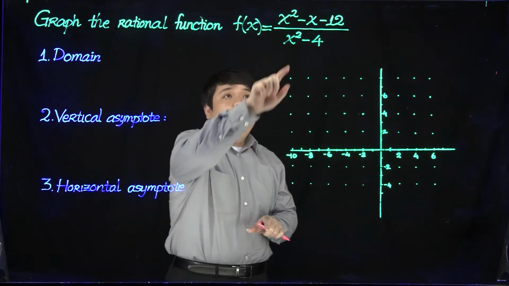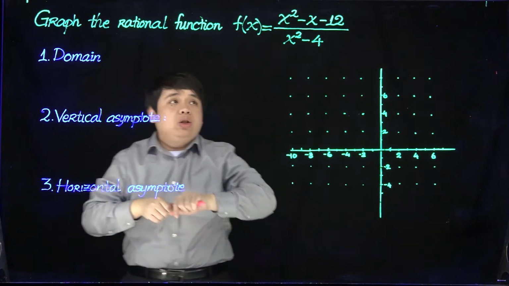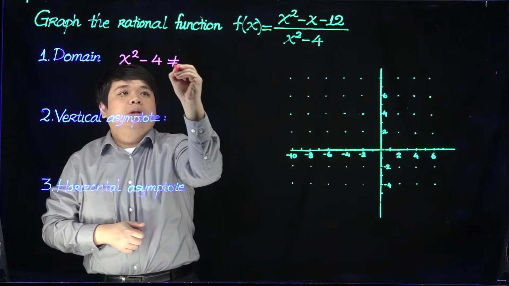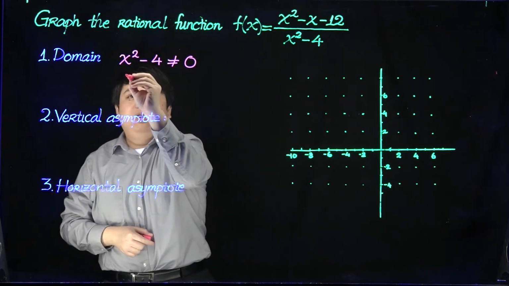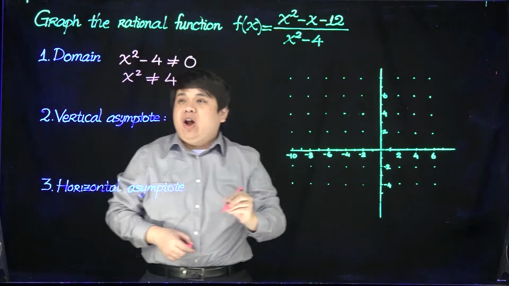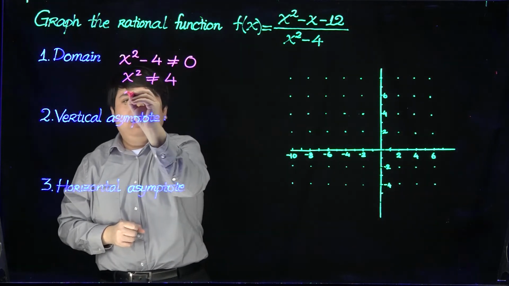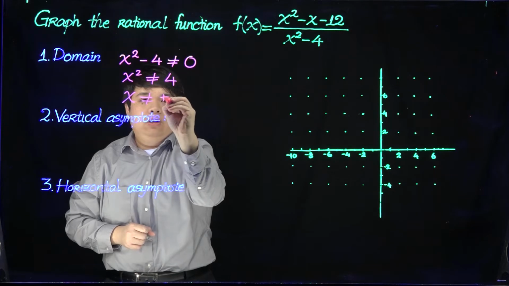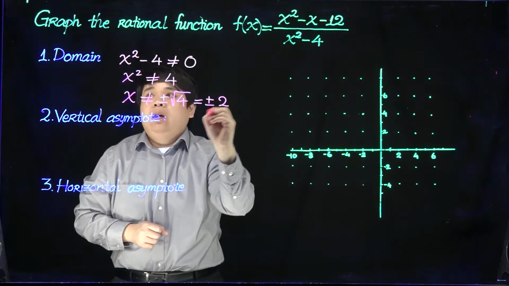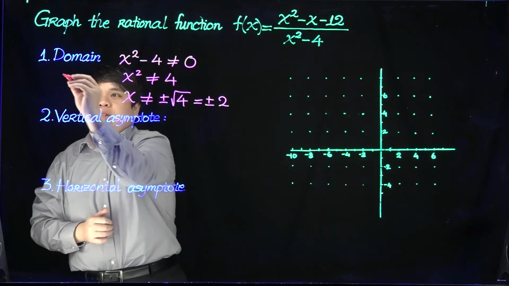The domain is whatever makes the denominator not equal to 0, because we cannot divide by 0. So we write the denominator not equal to 0. So x squared not equal to 4, and so for x squared, we will take the square root on both sides. So the domain is x not equal to -2 and x not equal to 2.